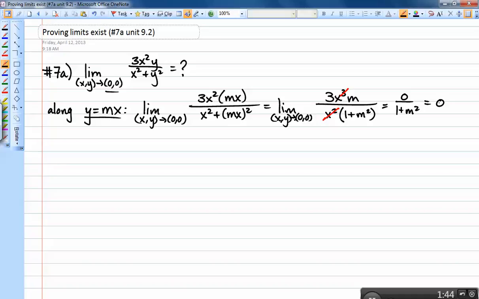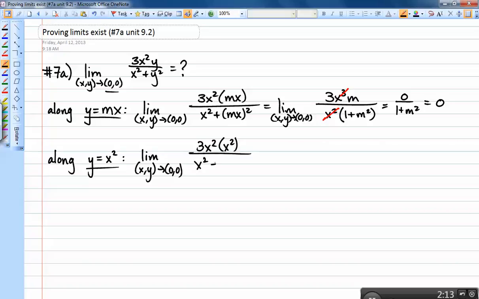That's what we're hoping. So I'll show you one other thing that we can check here. Let's check along a nonlinear path, like y equals x squared. Or you could do x equals y squared too, as long as it goes through 0, 0. So if I do this one, limit as (x,y) goes to 0, 0. Now I'm switching all the y's to x squareds. So this becomes 3x squared times x squared over x squared plus x squared squared.